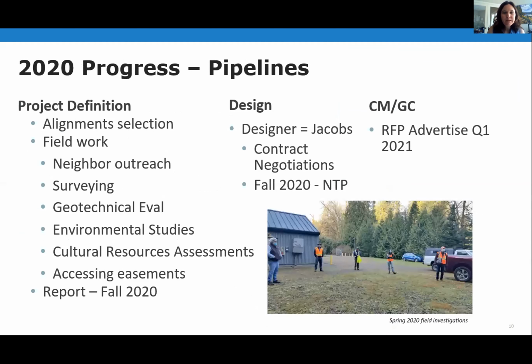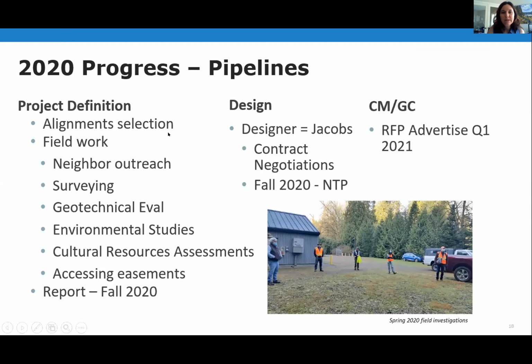Okay. Looking at the pipelines now. So I've broken it up into project definition, design, and CMGC, construction. So we are working towards getting our alignments selected. That'll be in October of this year. In terms of field work, they've been very busy with neighbor outreach, surveying, geotechnical evaluations, environmental studies, and cultural resource assessments. And just accessing easements is a challenge, getting property owners to allow us on site on their property. That project definition report for the pipelines and the facility too is coming out fall of this year, October.